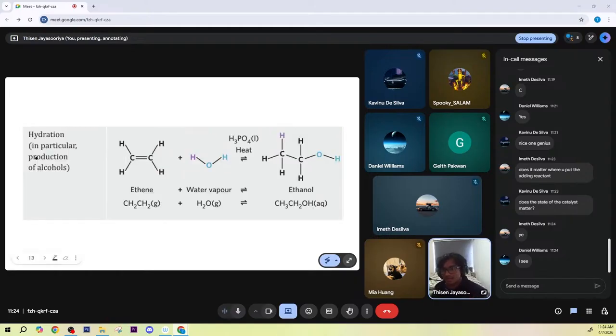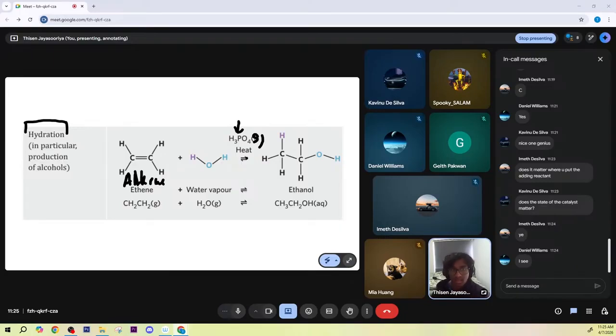So here we also have hydration. Hydration is probably the most interesting one here. It has the most catalysts, yeah? Because here it's still an alkene, but the alkene's reacting with water with a phosphoric acid catalyst. Now this one, it can be liquid. Sometimes they say solid. There are other catalysts they can use for this, but they generally like to stick with the phosphoric acid liquid or the phosphoric acid solid.